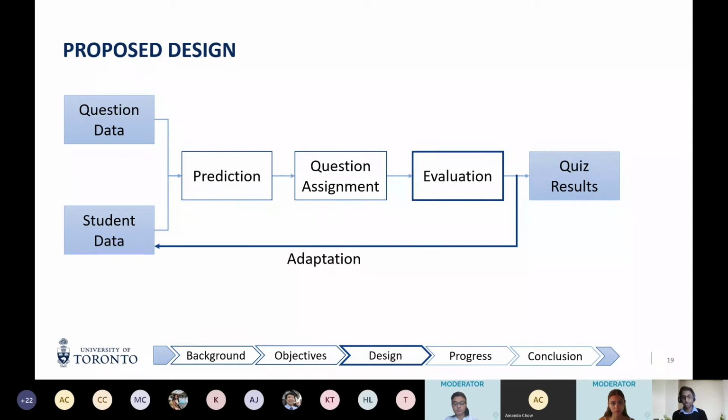The question assignment module then assigns a new question to the student. This cycle can continue until a predetermined stop condition is reached. For example, n questions have been answered by the student. And finally, the results will be posted.